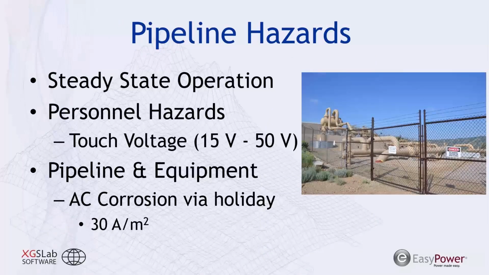The typical issues that we're concerned about for steady state scenarios, meaning the power system's operating normally, would first off be personnel safety hazards. Typically in North America, we look at touch voltages with a range of 15 to 50 volts. Typically this is associated with the appurtenances, but it will depend on the individual entity and what their preferences may be for that safety criteria.